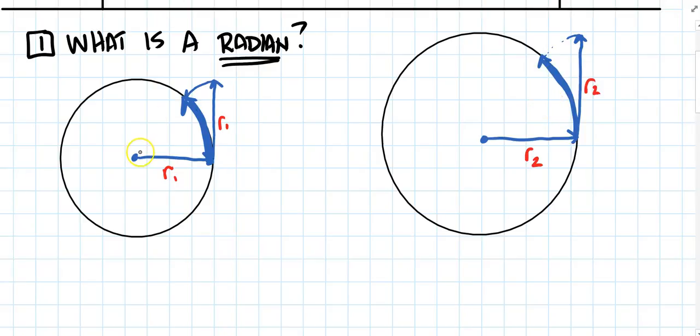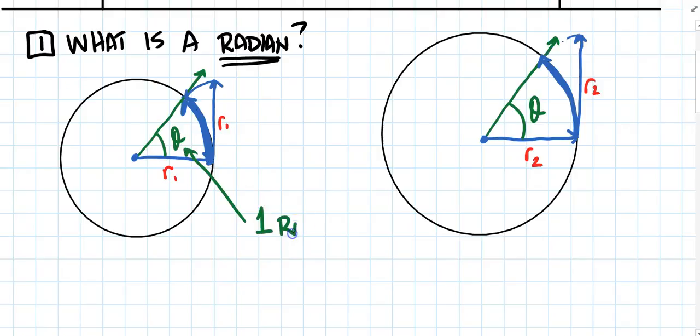So here's the cool thing. If you draw that angle from the initial ray to the tip of where it ends up being, no matter the size of your circle, the angle that you create will always be 1 radian. So this angle that you create is called 1 radian. All right, 1 radian, both of them. So it does not matter the size of the circle that you use. 1 radian will always be the same measure.